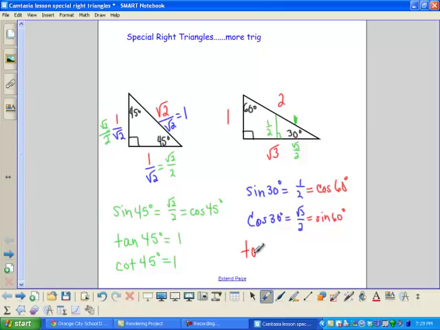Tangent, opposite over adjacent, or sine over cosine. So you could have 1/2 over radical 3 over 2, or 1 over radical 3. It's the same difference. And all you'll have to do is rationalize that denominator, and you get your tangent. Ta-da! Nice review.